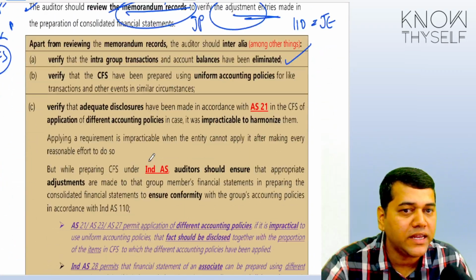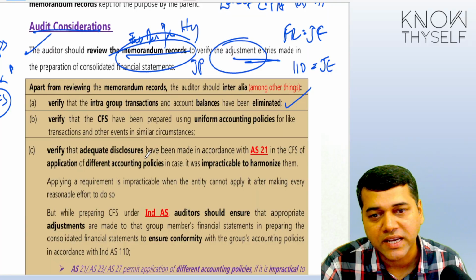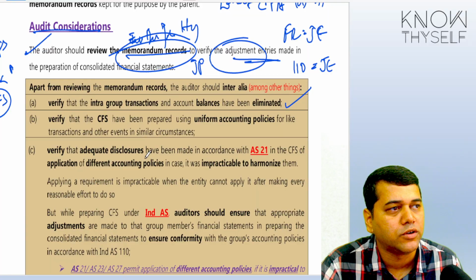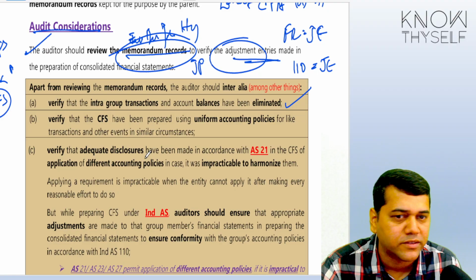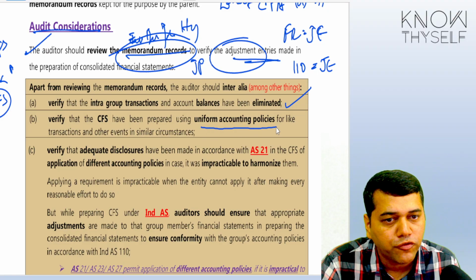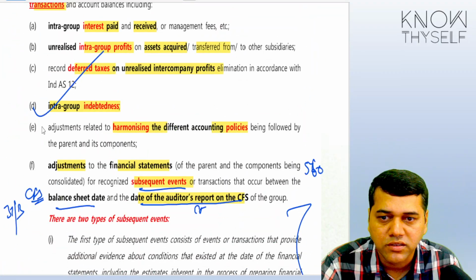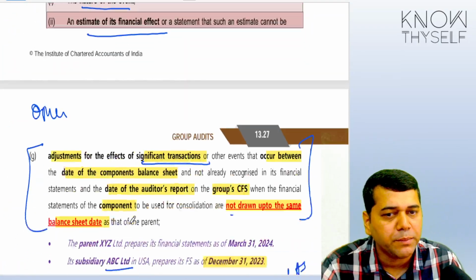The audit part is very easy. You just convert what into how you audit. Second, you can tell that intergroup interest income and expenses are eliminated. Verify the CFS has been following uniform accounting policy. Is it not there here? See, harmonization. Same point you can repeat there.